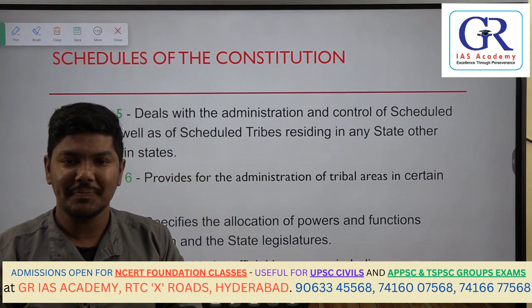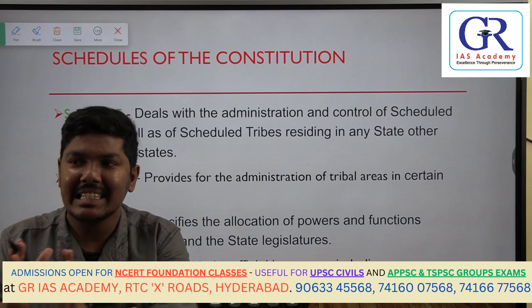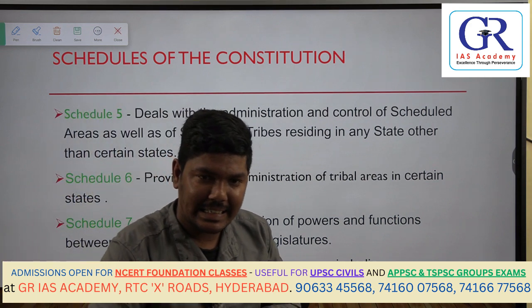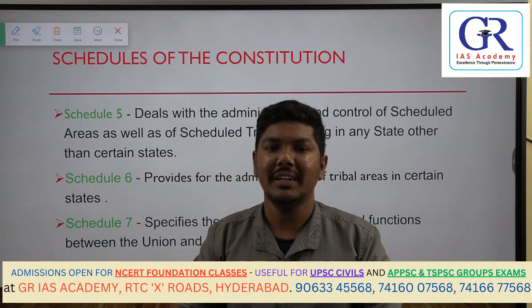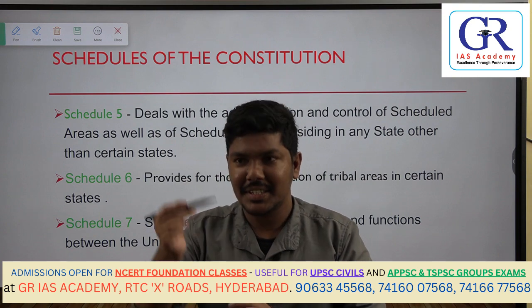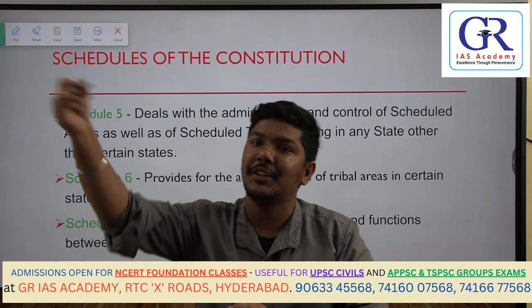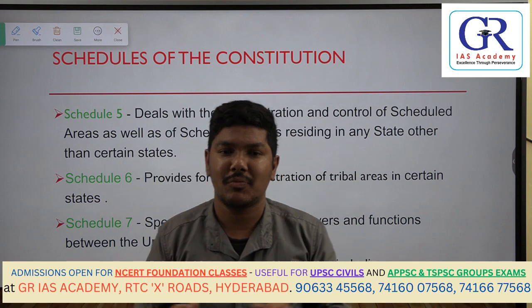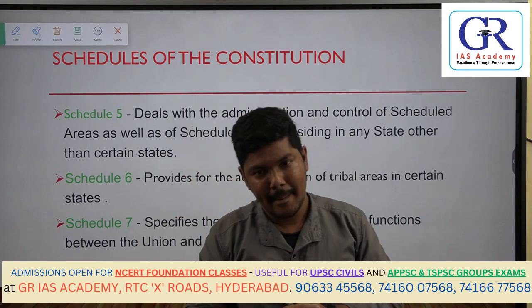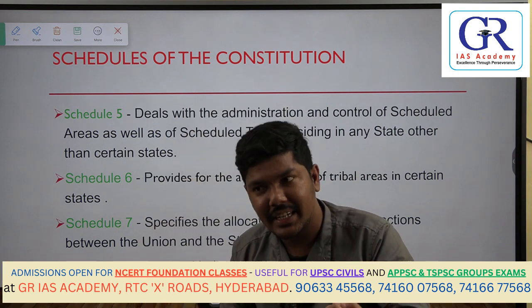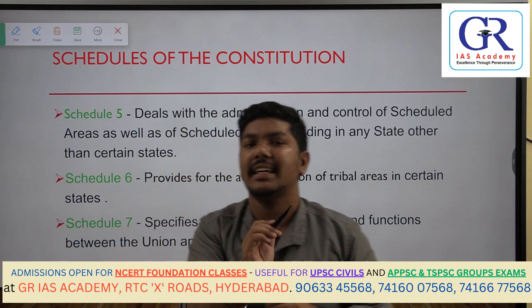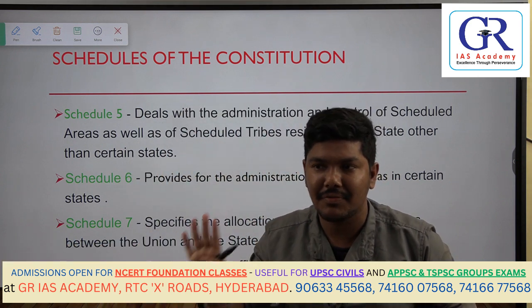What is Schedule number 2? Salaries and allowances of the President, Governor, etc. What is Schedule number 1? Names of the states and territories and their territorial jurisdiction. And finally Schedule number 4? Allocation of seats in the Council of States to states and union territories. Those are the first 4 schedules.